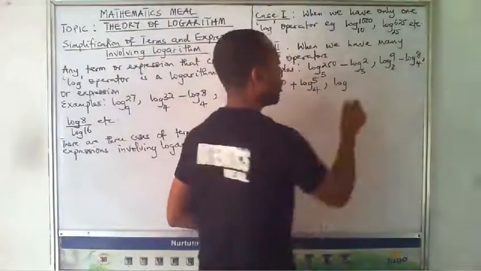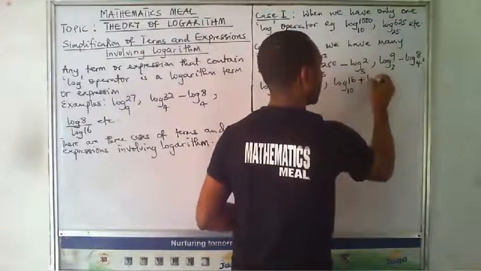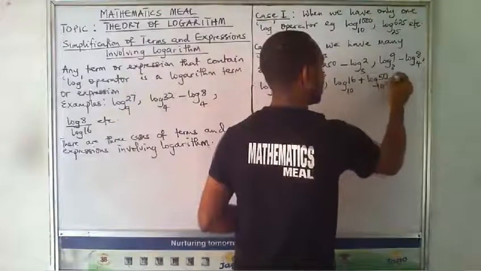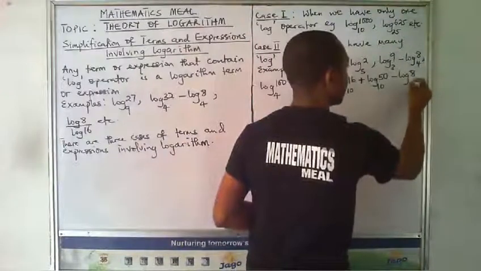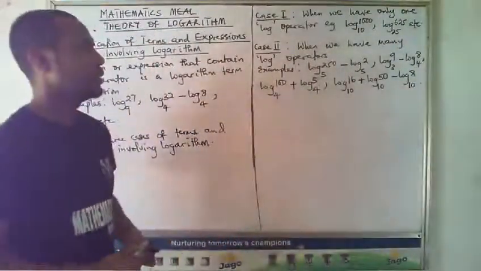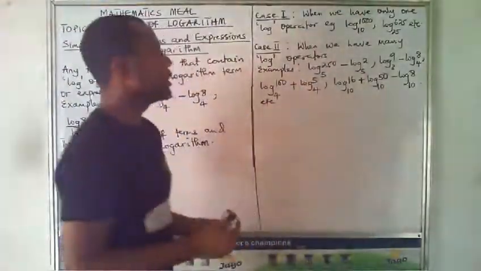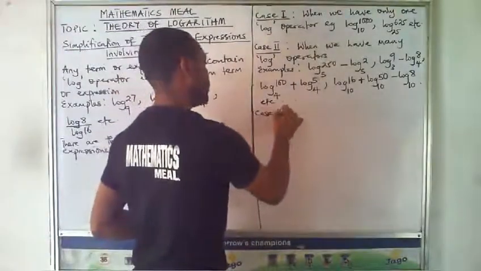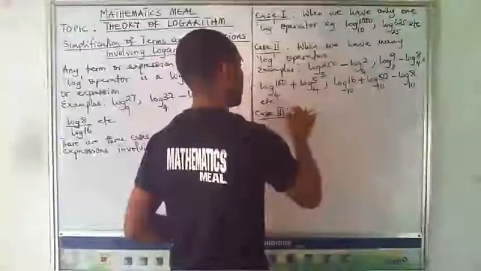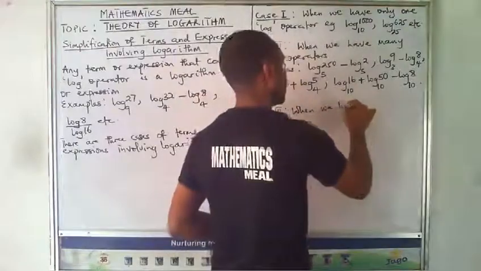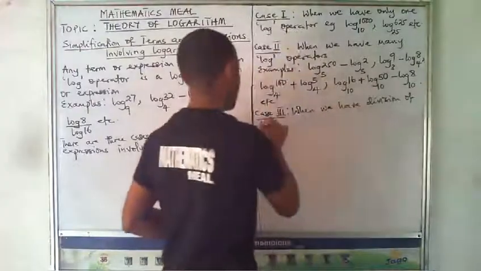Let's put one more that will contain 3. Let's say I have log 16 base 10 plus log 50 base 10 minus log 8 base 10. So in this case now we have so many log operators. Then the third case that we are going to look at is when we have division of logarithm.